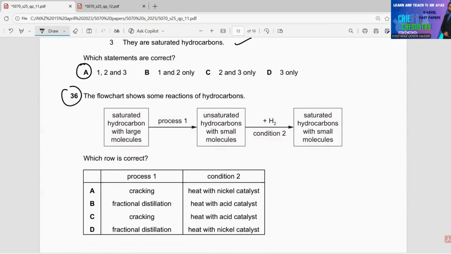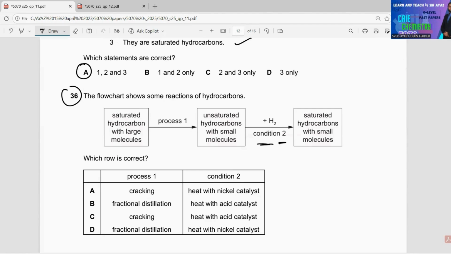36. The flow chart shows some reactions of hydrocarbons. You see, saturated hydrocarbon with large molecules goes through process 1 to form unsaturated hydrocarbons with small molecules. Then these unsaturated hydrocarbons with small molecules undergo a process, which is missing here, and react with hydrogen, and they have mentioned condition 2 to produce saturated hydrocarbons with small molecules.